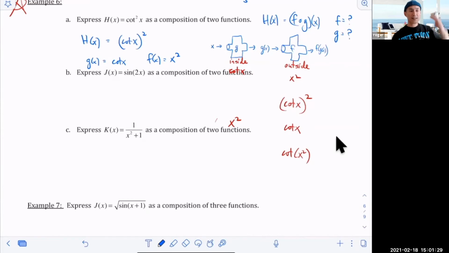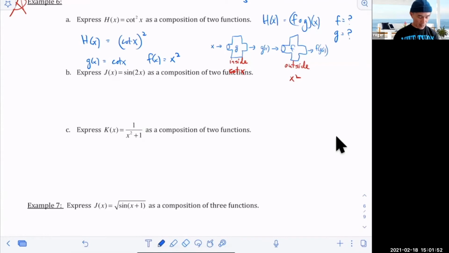Does that help somewhat? A little bit. A little bit. Yeah, I think B is easier than A. So let's take a look at B. Maybe the next version of this, I'll switch the order around.